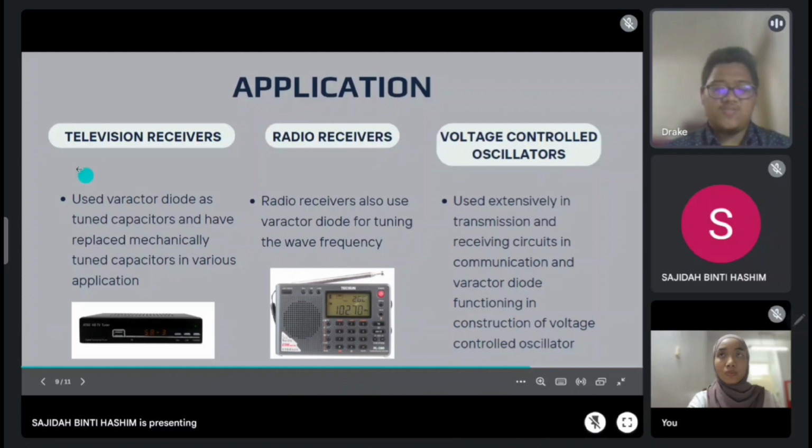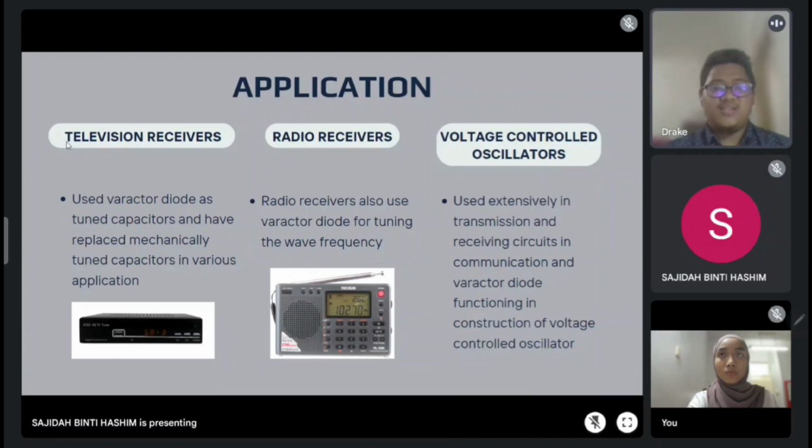The diode allows the device to change the signal it receives, to change channels. And for another example, we have a voltage controlled oscillator that is used to change the ratio of the input voltage, which affects the AC voltage graph shown by the oscillator.